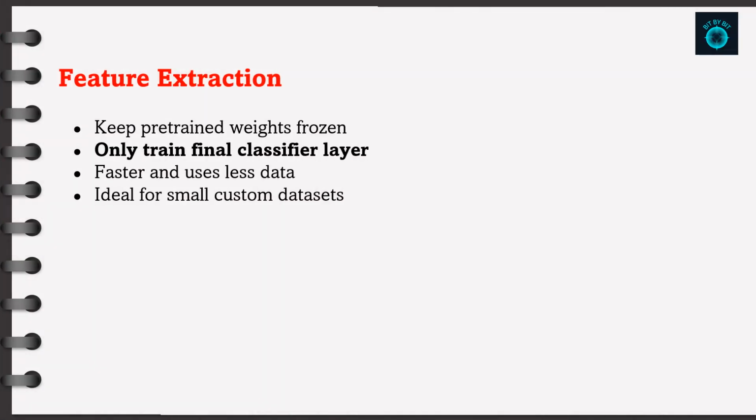Feature extraction. In this slide, we explain feature extraction. Feature extraction means we freeze the weights of the pre-trained model. This allows the model to use the learned features from a large dataset like ImageNet. We do not change the convolutional layers. Instead, we replace the final classifier layer with a new one for our own task. This method trains quickly and is very useful when we have limited data. Because most of the model is frozen, we also reduce the chance of overfitting.